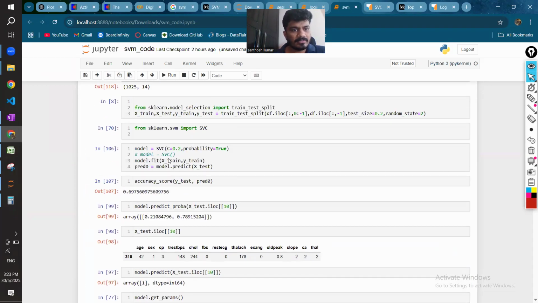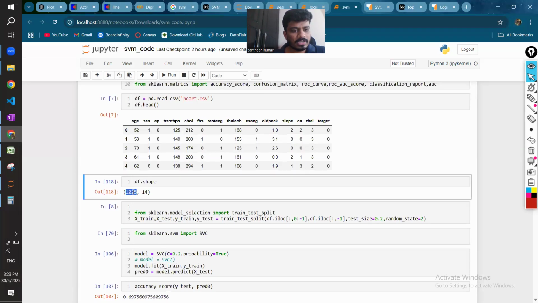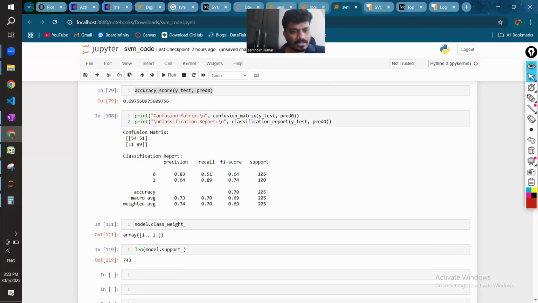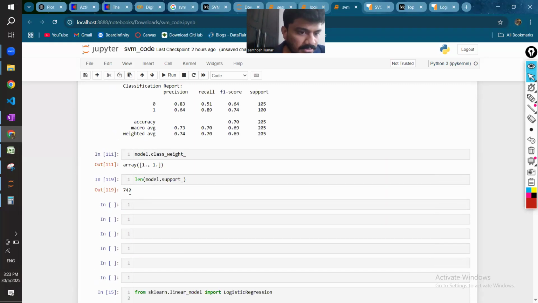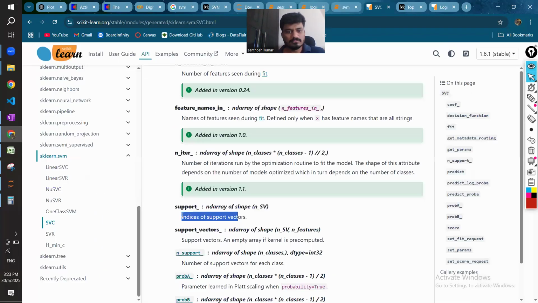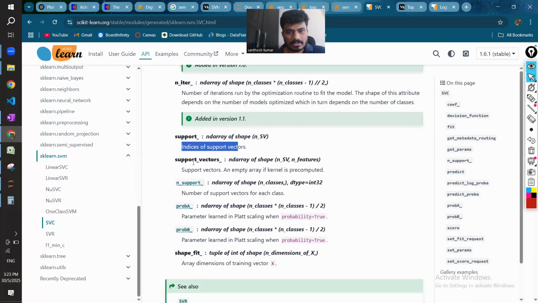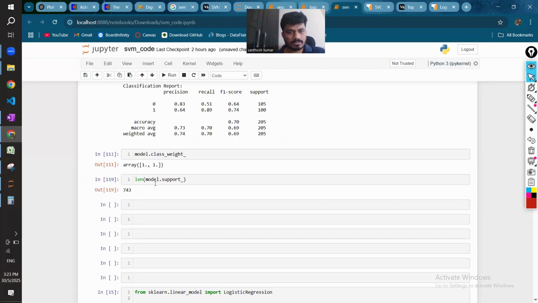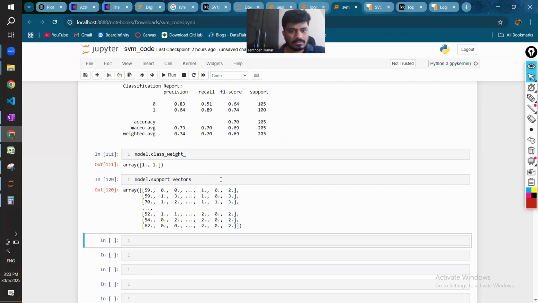In our case, there were many support vectors. The overall data set has 1025 points, and in that we have 743 support vectors. And this is the support vectors array.